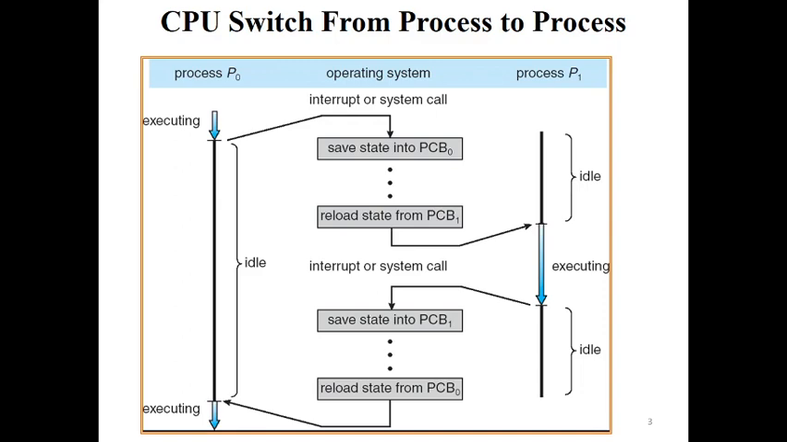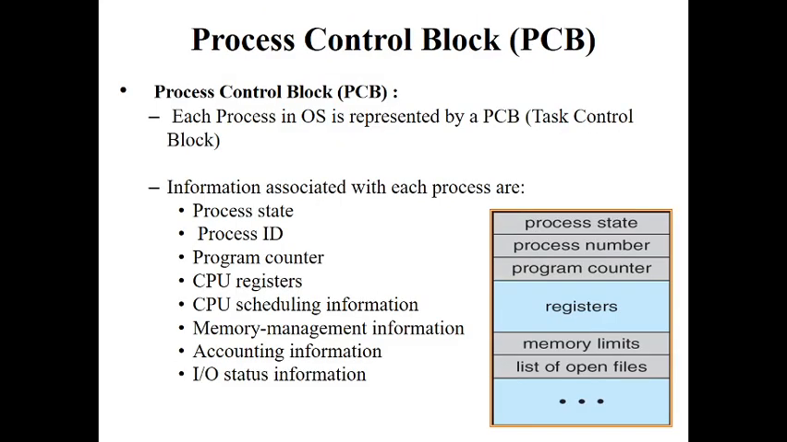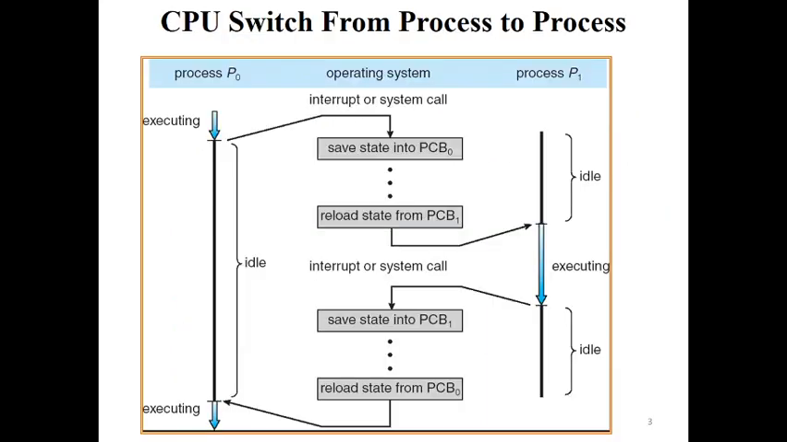Now as you are aware, whenever a process changes from one state to another state, the operating system will maintain this list of information in the process control block, right? So with this we will try to understand what happens when the process changes its state. Suppose there are two processes, P0 and P1. Currently, say for example, P0 is executing.